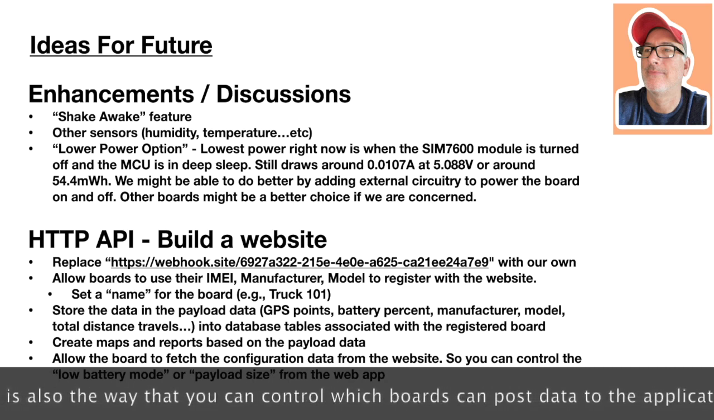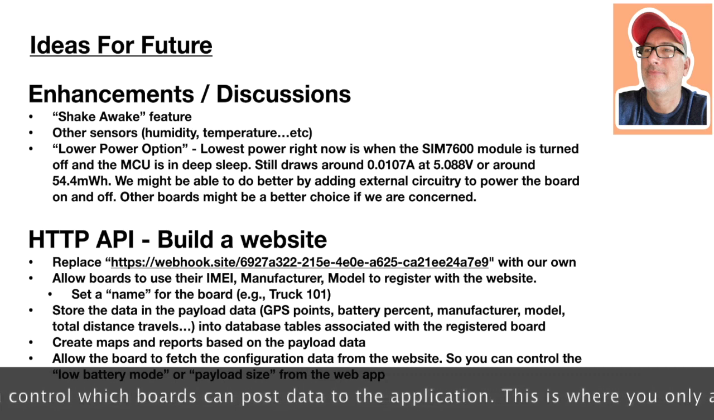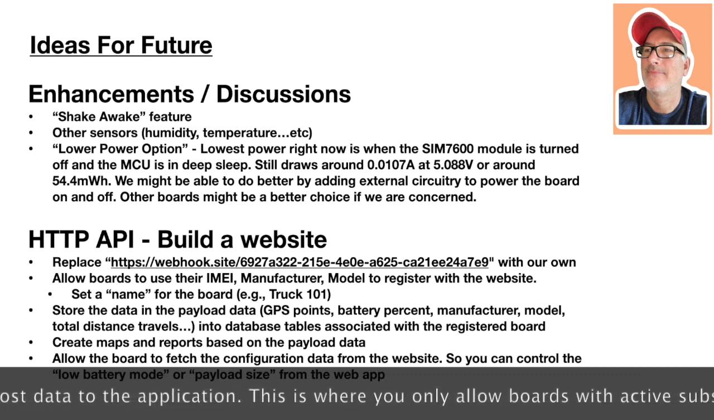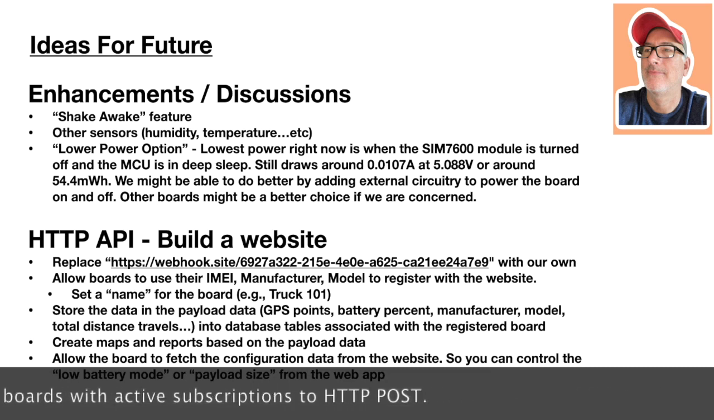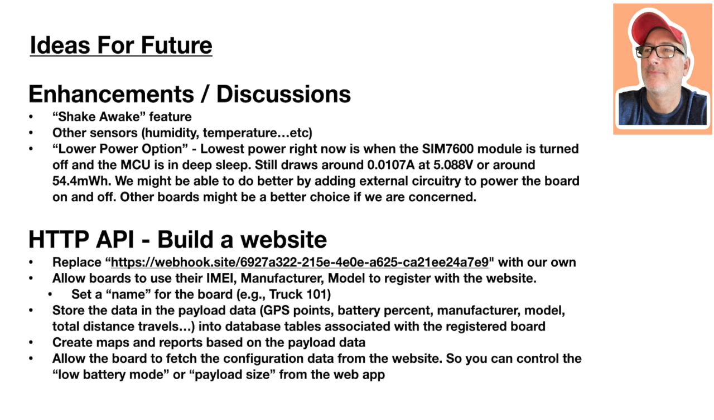If it's not registered, then there should be a registration process where you end up setting a name for that board. For example, I'm going to take this board and put it in truck 101, so I want a human-readable name associated with truck 101. When the data comes in, I can associate that with truck 101. Obviously the data being posted to the website would have to be stored in a database, so we'd have to build out a schema to store those points. For example, the GPS points, lat longs, altitudes, the battery percent, the manufacturer, model, total distance traveled, and all of that can be associated with the board.